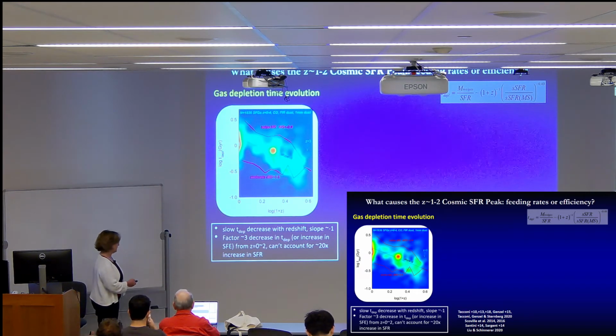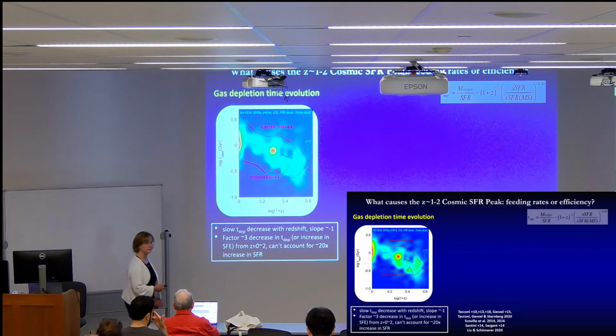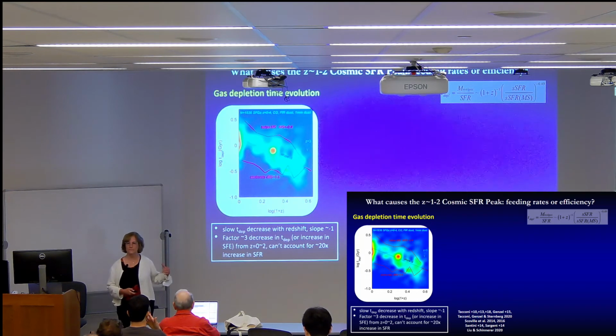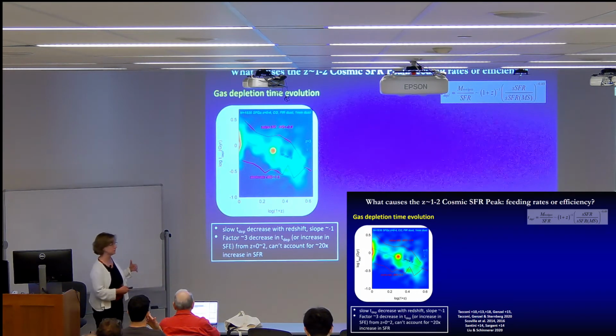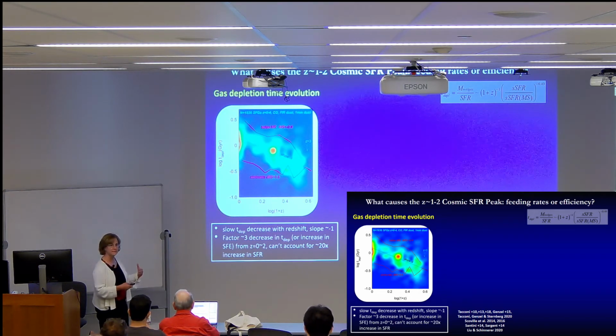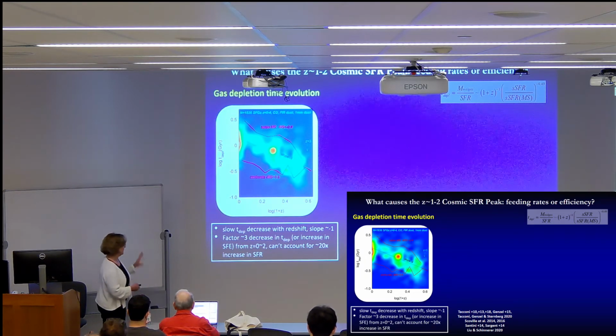Now the Lilly-Madau plot shows the evolution of the star formation rate density, a 20-fold increase from redshift 0 to redshift 2. So it's not that the depletion time is so much shorter, or in the inverse, that gas is forming stars more efficiently, which I think Chris showed you yesterday, is not the case.